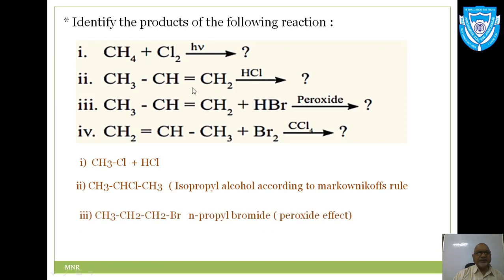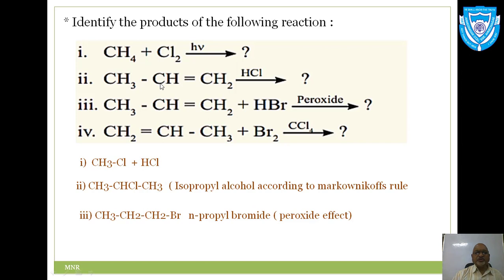Now here what will be the reaction? There is CH3, CH and Cl2. So where H and where Cl will go? H is H plus, Cl is Cl minus. So this ionization takes place and there will be addition reaction here where Cl will go on the second carbon atom.